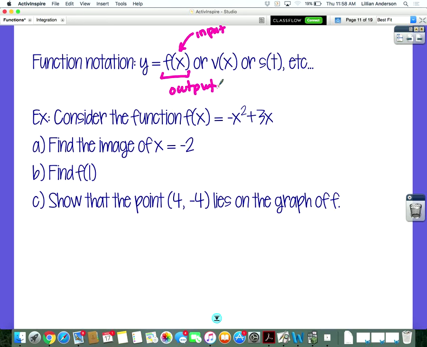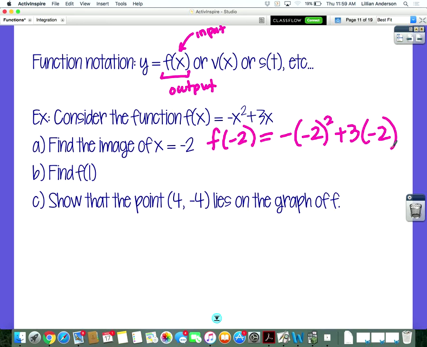Isn't f of x like y? Exactly. F of x is basically saying y. But the thing is that x is that input, and then f of x is that full output. It's like whatever you do when you plug it in. Okay. So, find the image of x equals -2. That means you're going to plug in -2 for x everywhere you see an x.